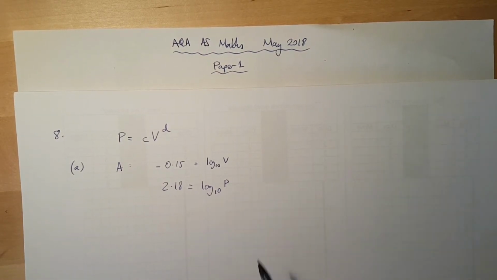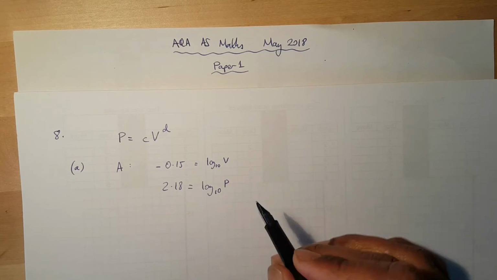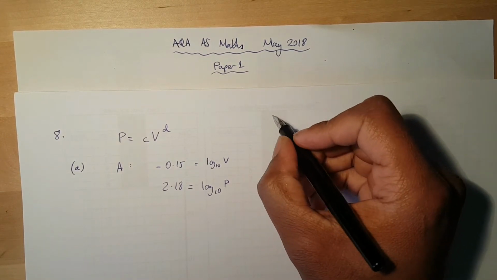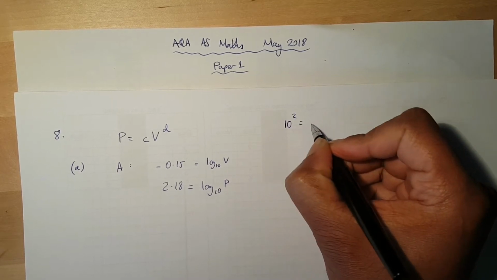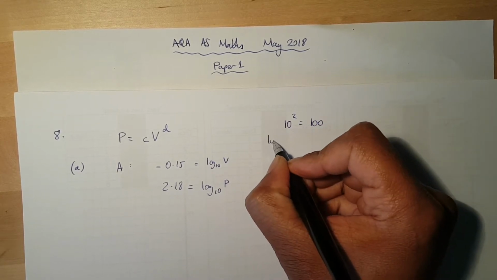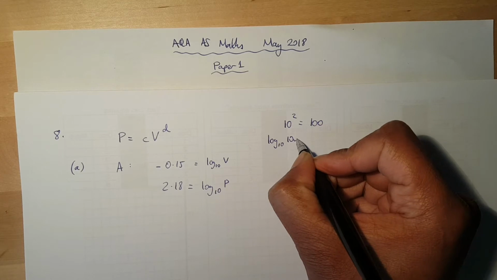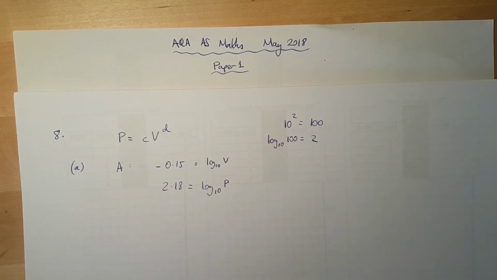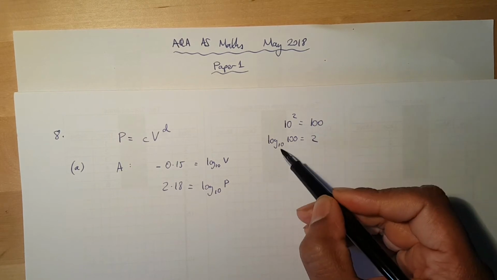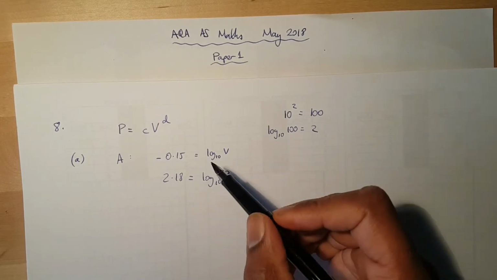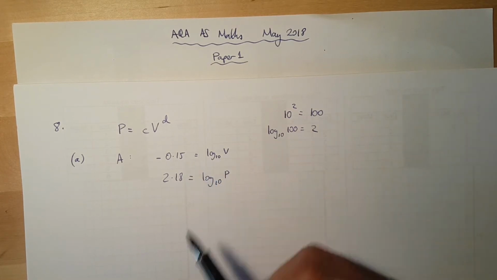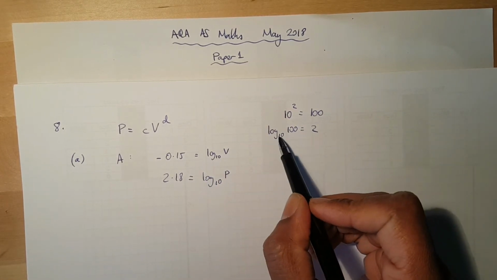Well, if I know those two things, I think it's always useful to write down what I know about logs and use a bit of pattern recognition. So I know that 10 squared is 100, and I know that log to the base 10 of 100 is 2, and I'm going to use that pattern recognition approach here. The 2 is that index, the 100's over there, and the base is that number there. So let's do that again over here. Log to the base 10 of V is negative 0.15. That looks a bit like that.